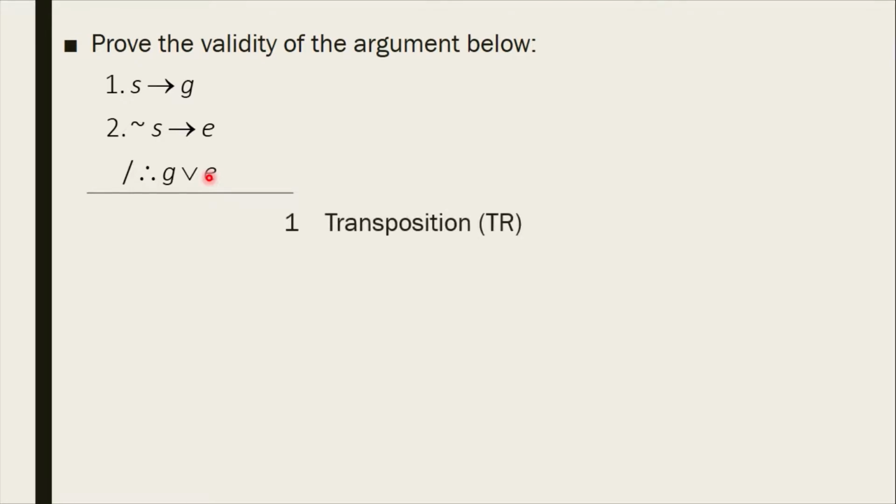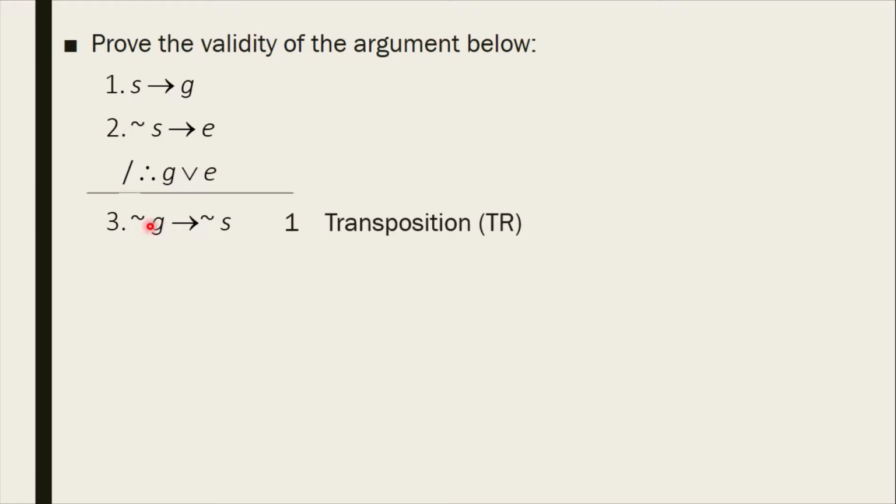Now, for our step number 3, we can use transposition for number 1, S implies G. When you say transposition, it's just the reverse of the two constituent parts, provided that we have to negate them. So this is our newly formed premise.